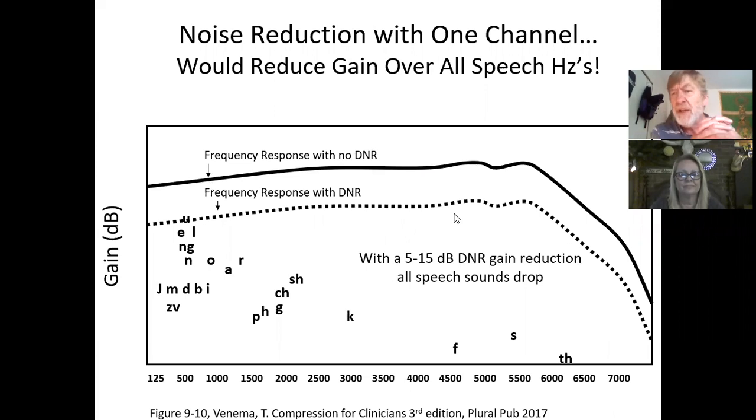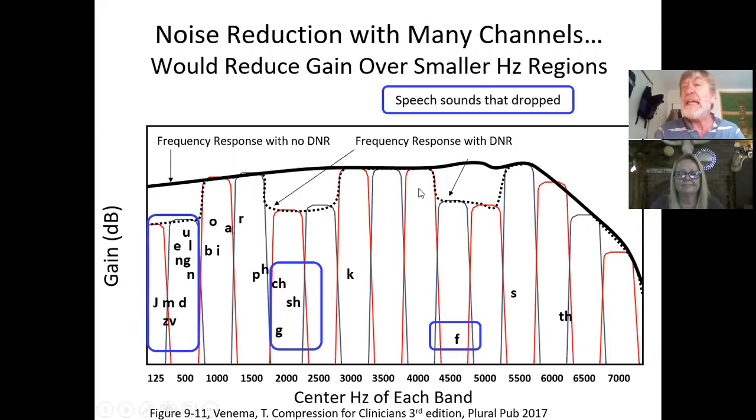Well, how is that any different from turning down the volume? All you did was reduce the gain for everything. That's why digital hearing aids don't have one channel. Digital hearing aids today have many channels. So noise reduction with many channels reduces gain over smaller frequency regions.